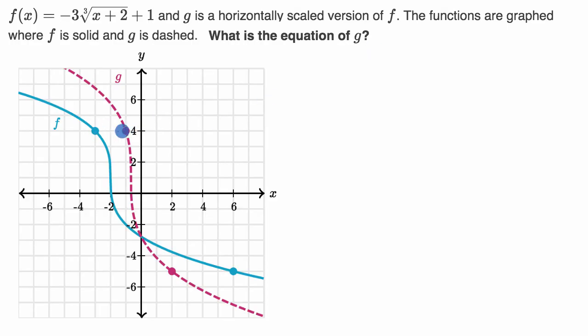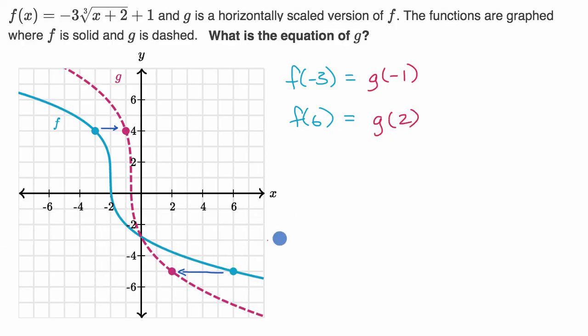And it looks like they've given us some points that seem to correspond with each other. To go from f to g, it looks like these corresponding points have been squeezed in closer to the origin. And what we can see is that f of -3 seems to be equal to g of -1. And f of 6 over here seems to be equal to g of 2. Or another way to think about it, whatever x you input in g, it looks like that's going to be equivalent to 3 times that x inputted into f. So g of x is equal to f of 3x.